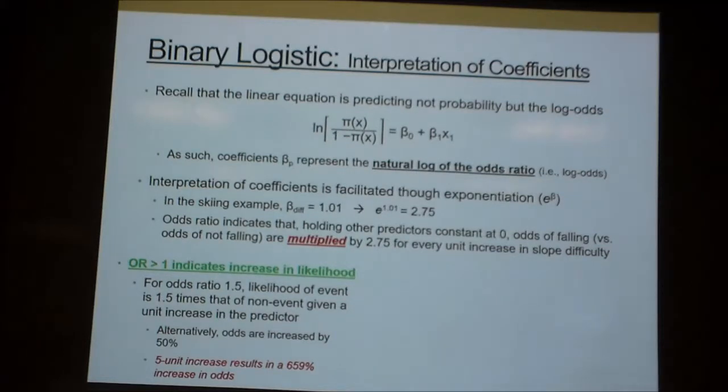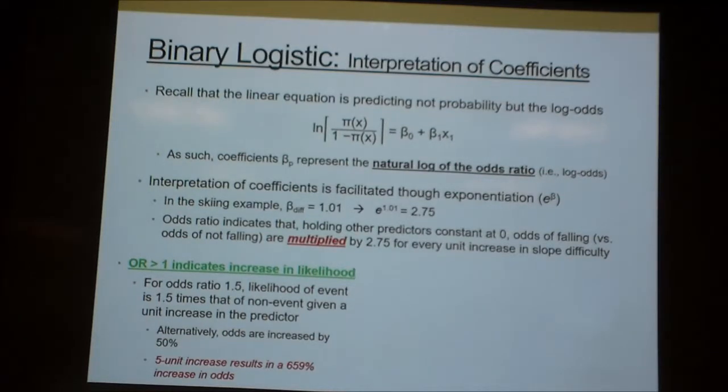So if we had an odds ratio of 1.5 in our skiing example, for autumn versus spring, which is our criterion, we would say that the odds of falling versus not falling are 1.5 times more likely for skiing in the autumn versus skiing in the spring. So we're talking about an increase.